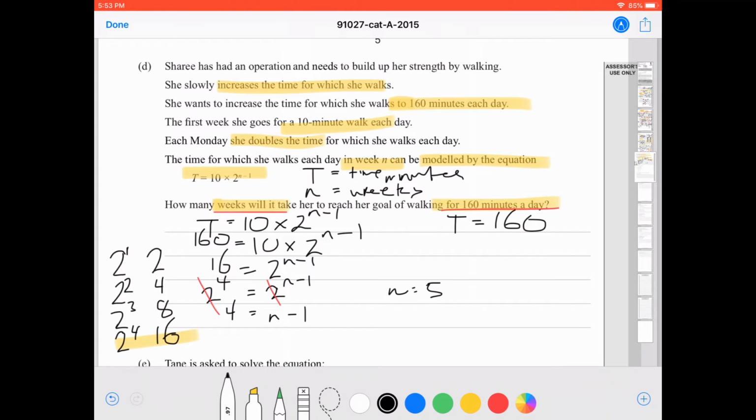It's probably best to write a bit of a statement. So they're asking for how many weeks will it take her to reach her goal. We can say in the 5th week.